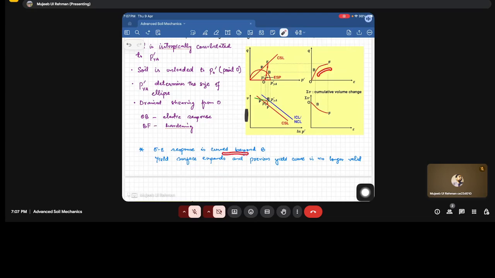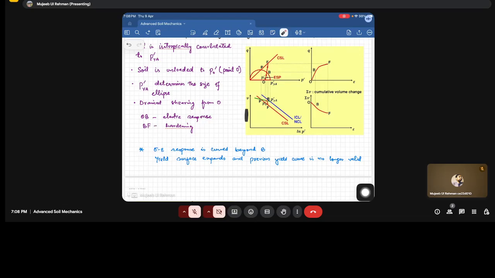Now, the stress-strain response curve is curved beyond B. It's true because it will be a hardening response; it's hardening plus it will be a plastic response. The yield surface curve expands and the previous yield curve is no longer valid. This is true. Once our stress state exceeds P'yA, this yield curve becomes invalid, and whatever the stress state after that will be, the corresponding yield curve will be valid.